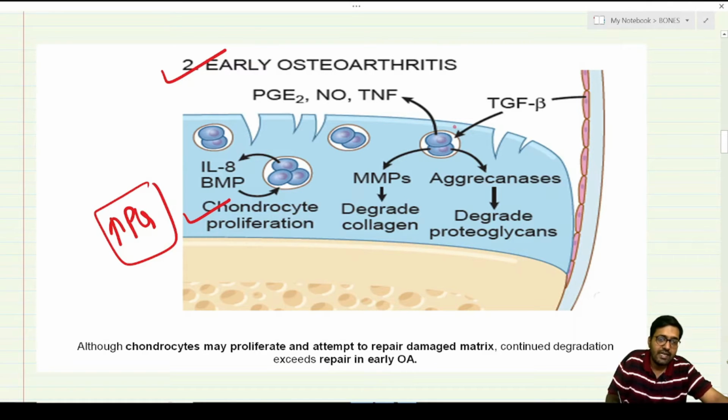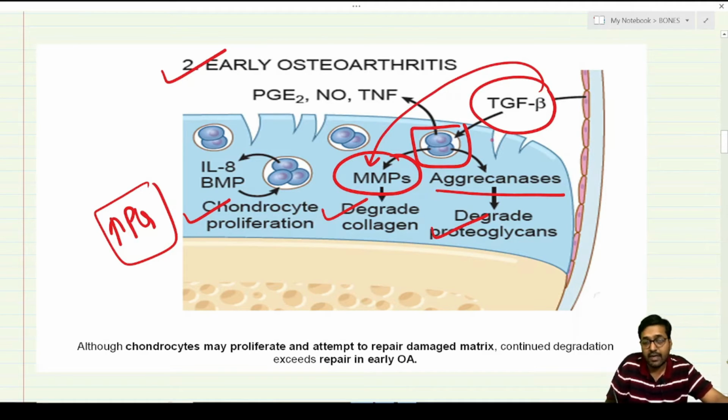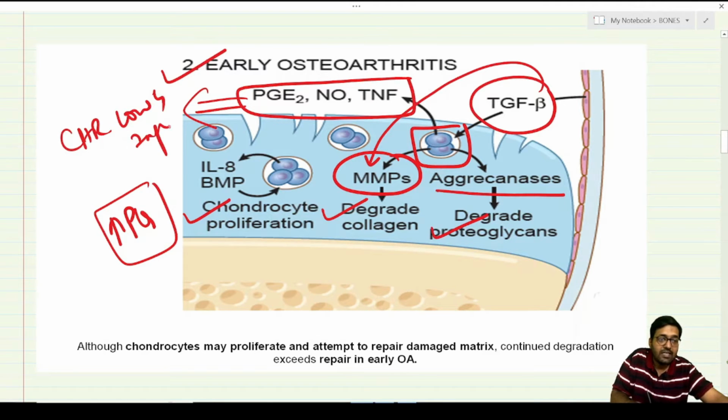So what happens, the chondrocytes that are proliferating start to release certain matrix metalloproteases, which further degrade the matrix by degrading the collagen. They are releasing aggrecanases, which are going to degrade the proteoglycans. Not only that, the chondrocytes along with the synovial cells will release a plethora of cytokines like TGF-beta, which again is stimulating the chondrocyte to increase the synthesis of MMPs, and further degradation of collagen is there. Along with that, the synovial cells and the chondrocytes are also releasing certain cytokines like PGE2, nitric oxide and TNF, which are responsible for maintaining chronic low-grade inflammation, which can lead to progression of the osteoarthritis.